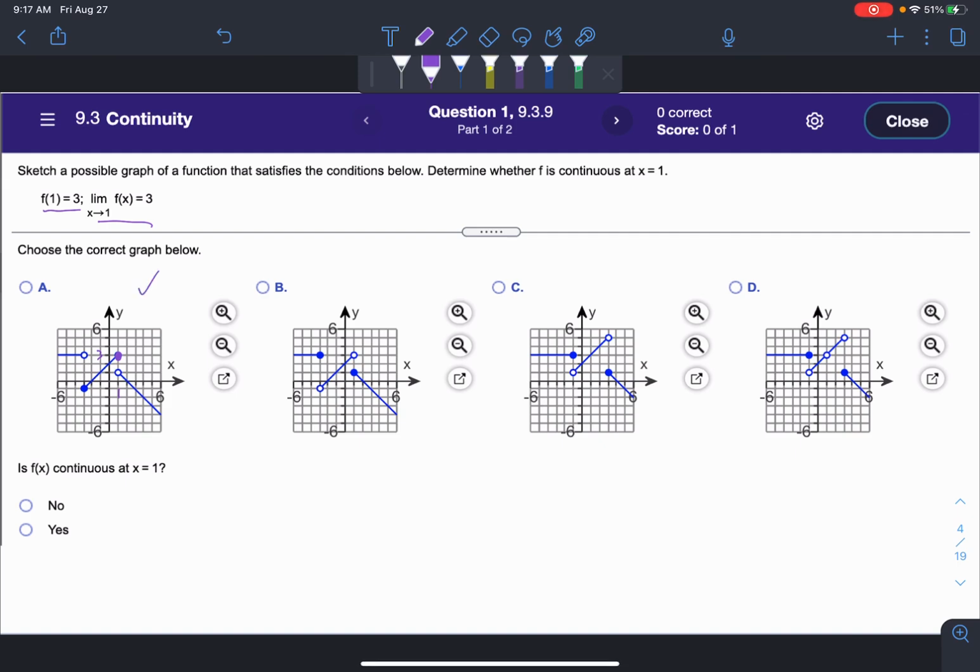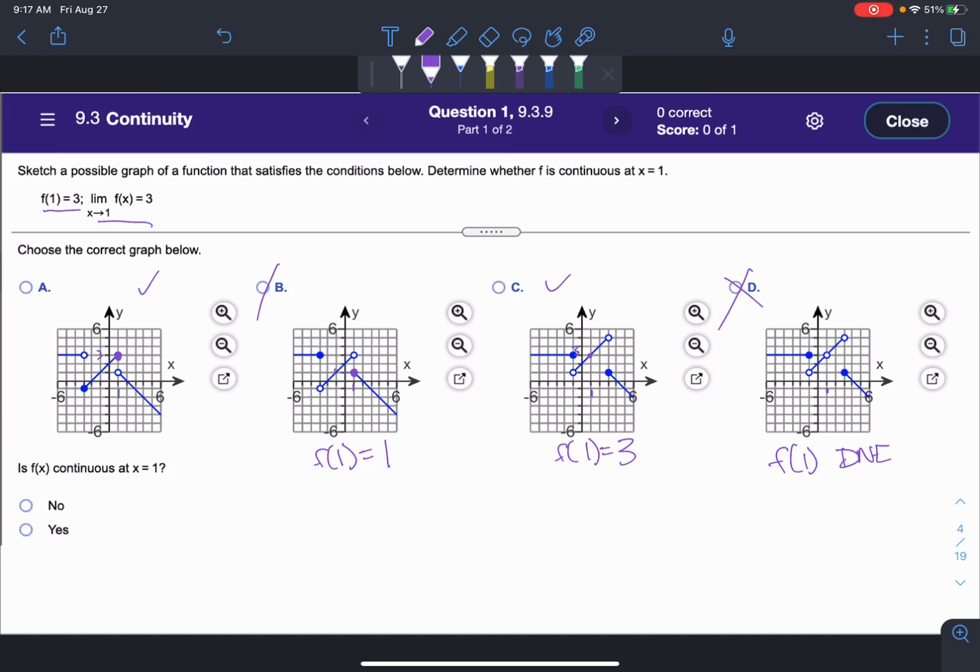How about B? So here, f of 1, we have to look at this point. So f of 1 here is 1. So B is not one of the answers. How about C? We have 1 here, and that's 3. So f of 1 does equal 3 here. So C works out. And then let's check D. And so it's not filled in, so f of 1 does not exist. Okay, so D's not good. All right, so now we're going between A and C.